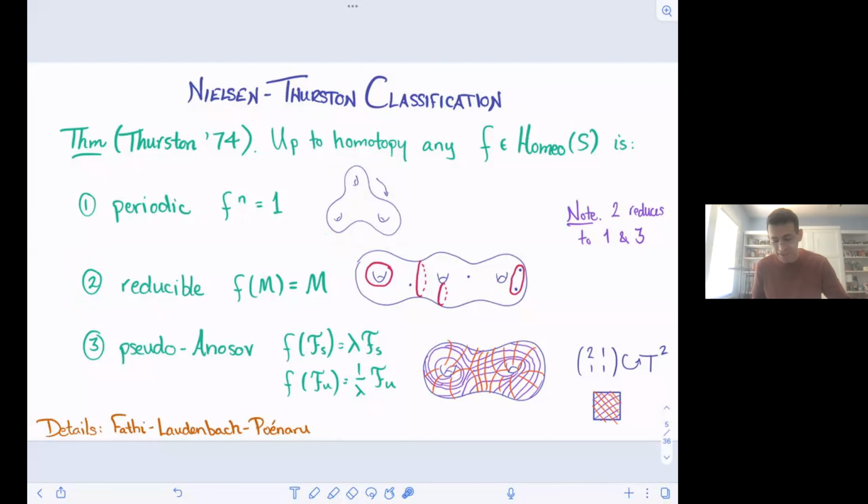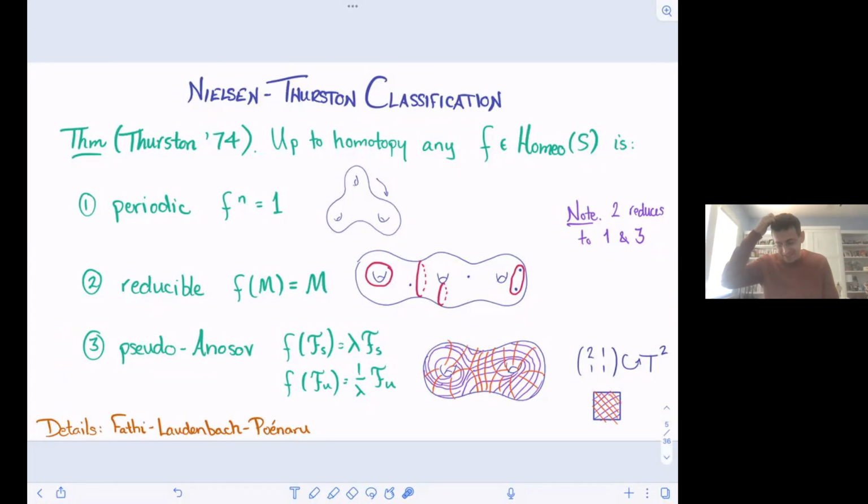The second type is reducible. A homeomorphism is reducible if there's a one-submanifold that is preserved by F, just a collection of disjoint essential curves. Pointwise fixed or just mapped into itself? It's mapped into itself. You could be permuting the curves, for example. Once you're fixing a curve, you can rotate it so that the curve is fixed pointwise, but you might be permuting them. Thanks for the question. And the last kind is called pseudo-Anosov.